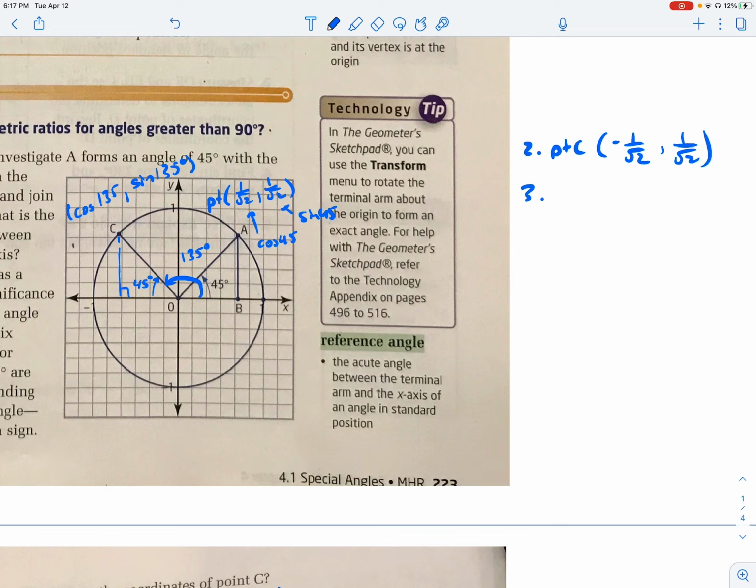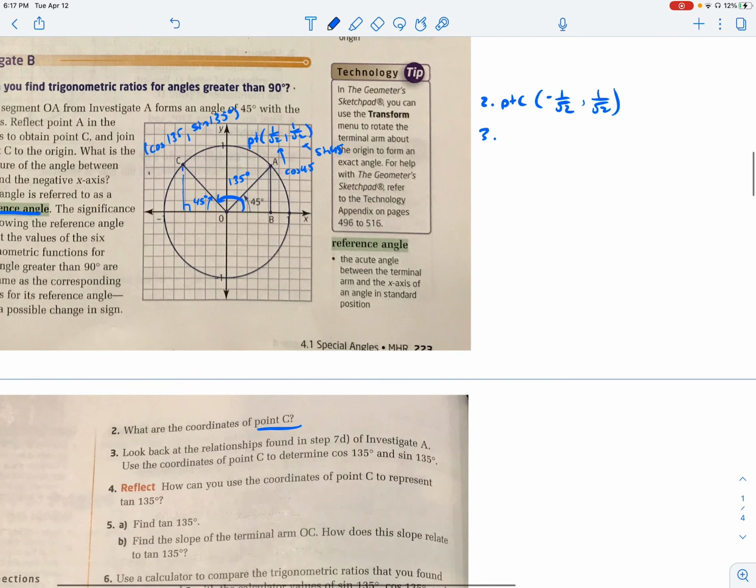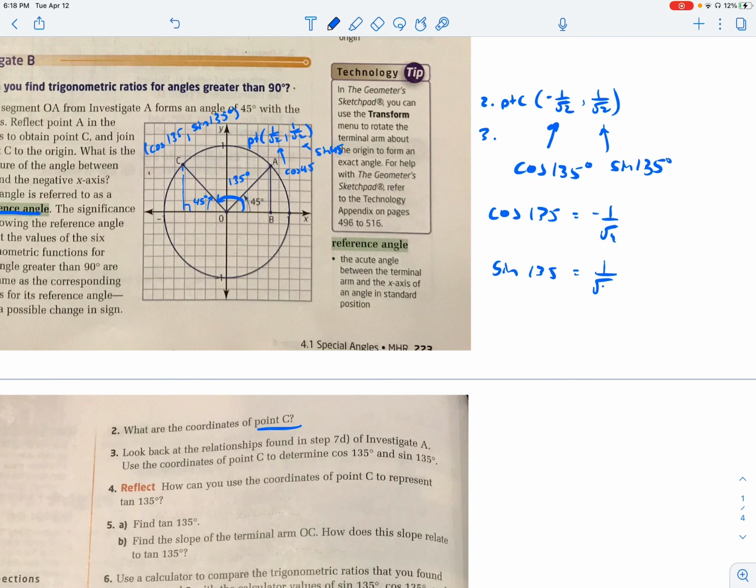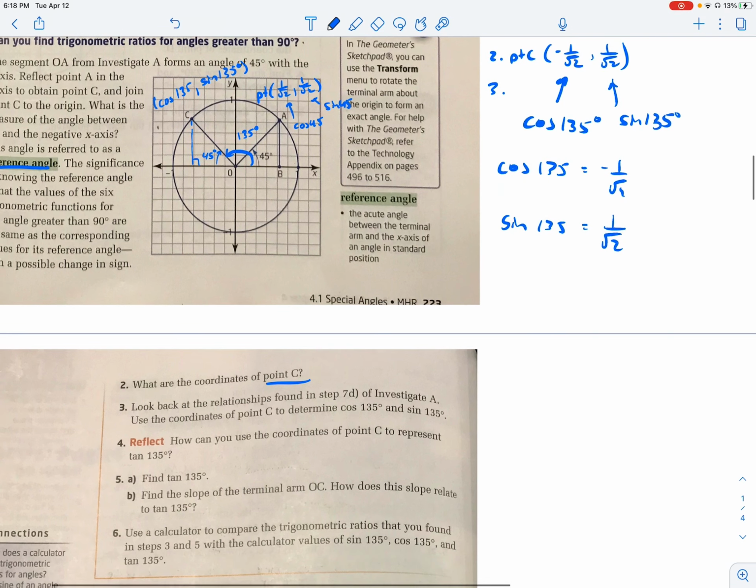So let's also write that in here. This represents cos of 135, and this represents sine of 135. So we can use that to figure out the ratios. We could say cos 135 is equal to negative 1 over root 2, and sine of 135 equal to positive 1 over root 2.